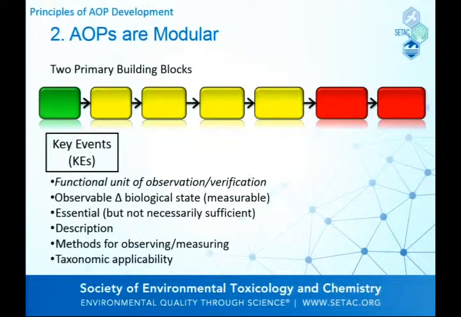Since these are basically measurements that we can make on a biological system, in describing the key events, we want to describe what biology we're actually measuring, so what is that change we're interested in, and then we want to define what methods can actually be used to make that measurement. How can we go about doing that? And then what's the taxonomic applicability, life stage, sex applicability of that particular measurement or change?